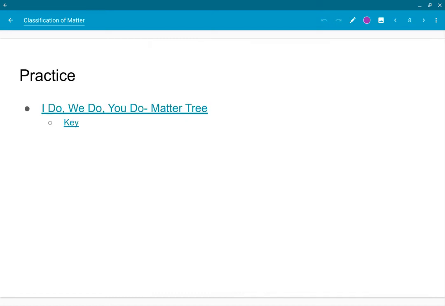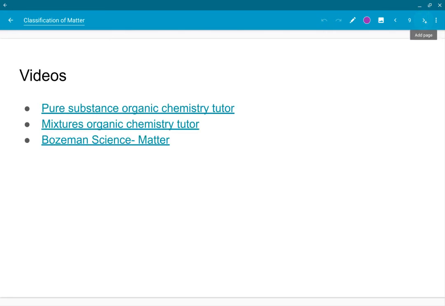So I do have some practice with this, and there is a key associated with it. So that will just help you in different ways that you can see how questions are asked related to classification of matter. I also have put some videos here as well that can help you with understanding this.